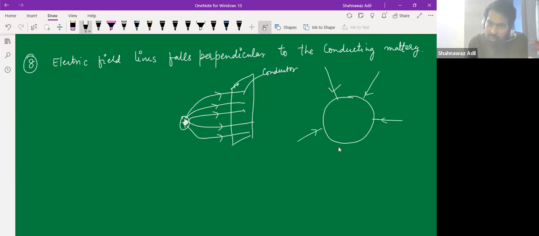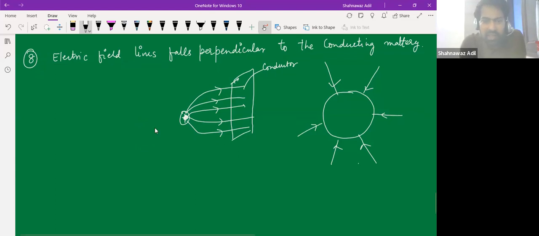So that is the property of the conductor: electric field lines fall perpendicularly to the conductor. Is that clear, guys? Yes, sir. So these are the basic eight properties of the electric field line.